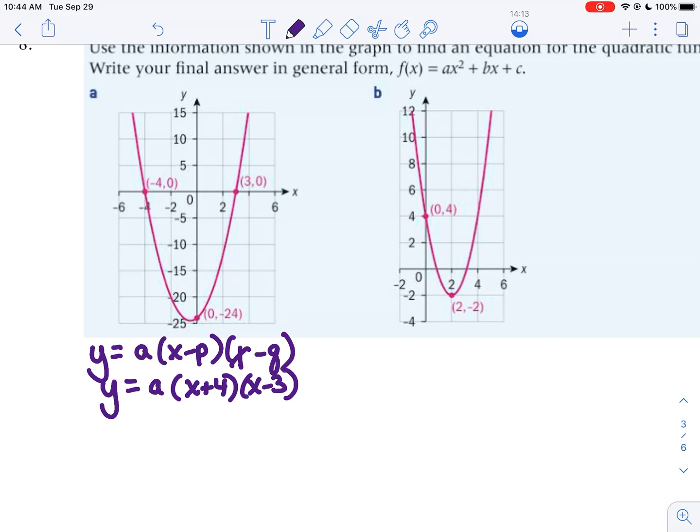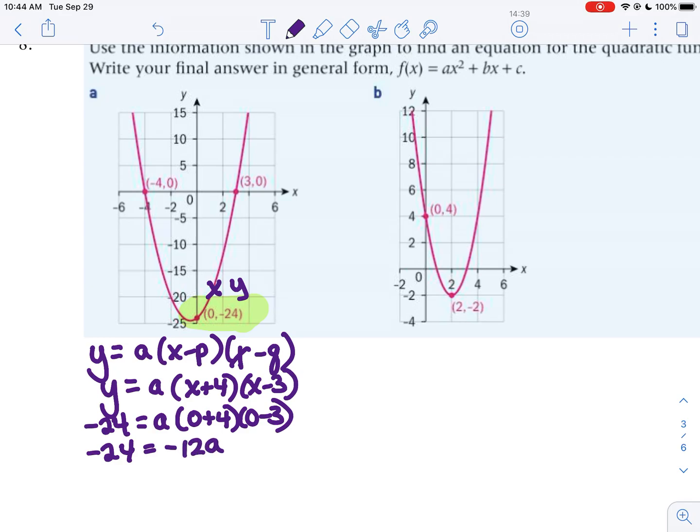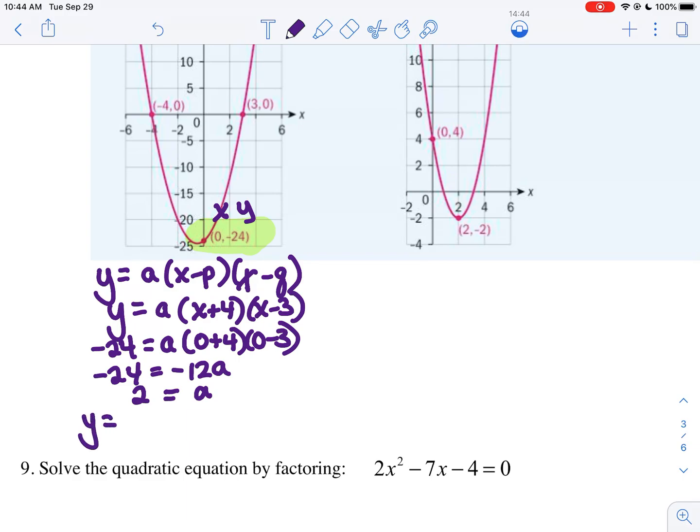Now, I don't know the a value. I don't know what that coefficient is, like how much of a stretch or a shrink do I have. So now I'm going to use this point right here to help me. I'm going to plug in that this is the x and that's the y. So I'm going to get negative 24 equals a times 0 plus 4 times 0 minus 3. So I'm getting a is 2. So now you have y equals 2 times x plus 4 times x minus 3.